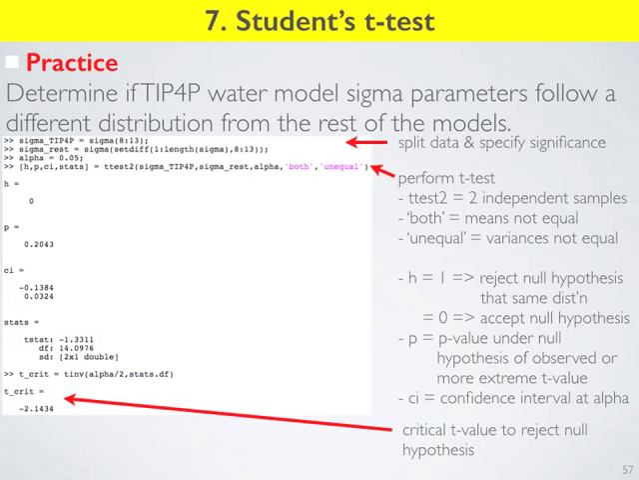Okay, so we're going to split up the data. We're going to take our sigma vector, and it turns out elements 8 through 13 pertain to the TIP4P water models. So we're going to pull out sigma 8 through 13 into sigma_tip4p, and then we're going to have this other vector, sigma_rest, which is basically the rest of the data.